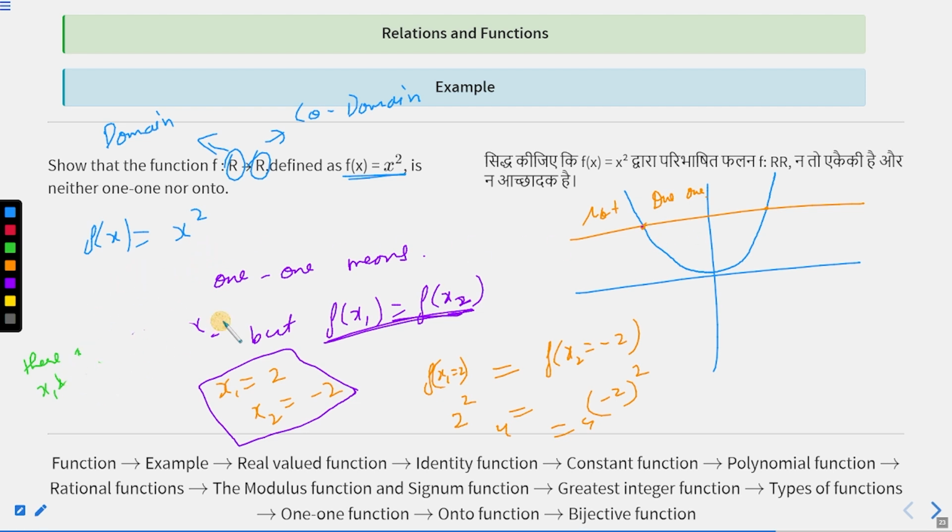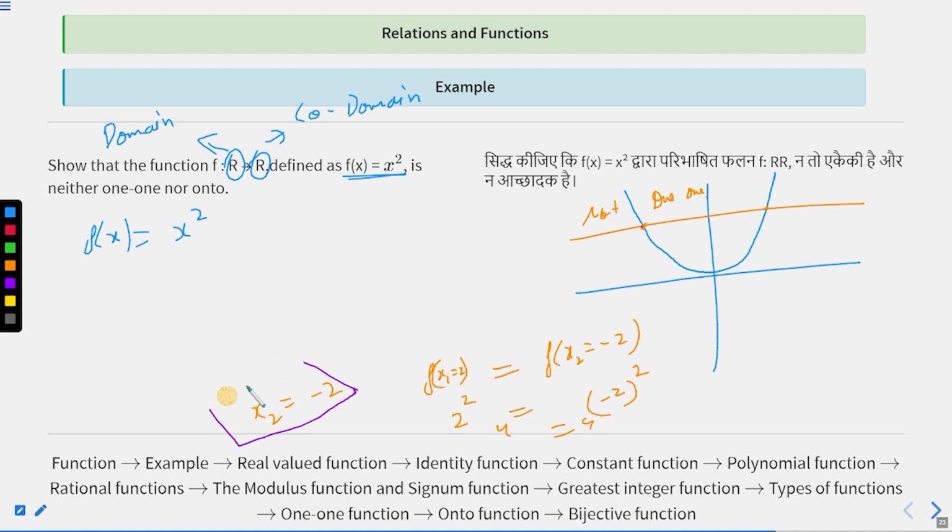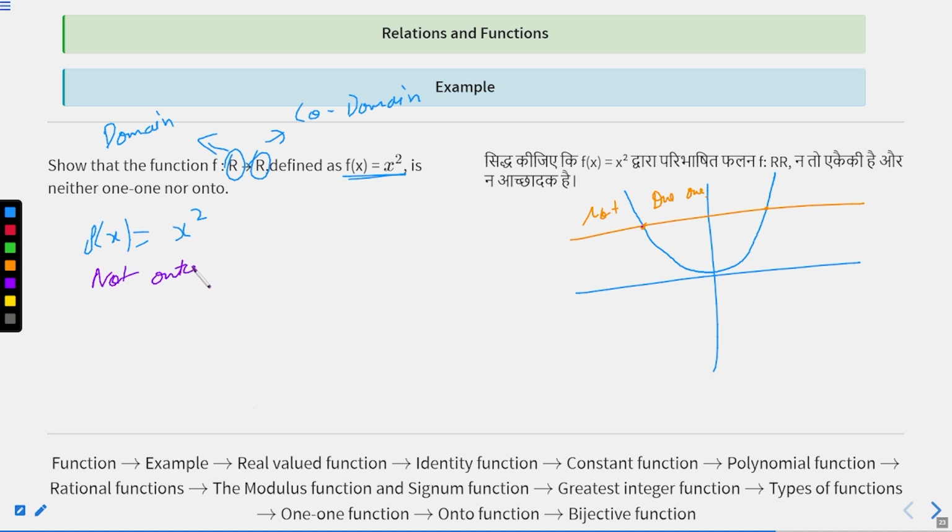Now what about the onto? It is quite clear. Not onto means what? Let me write it. First of all, let me clear the board. Okay, so not onto is quite easy if you can do it by yourself. So not onto means there exists a y from the codomain set.